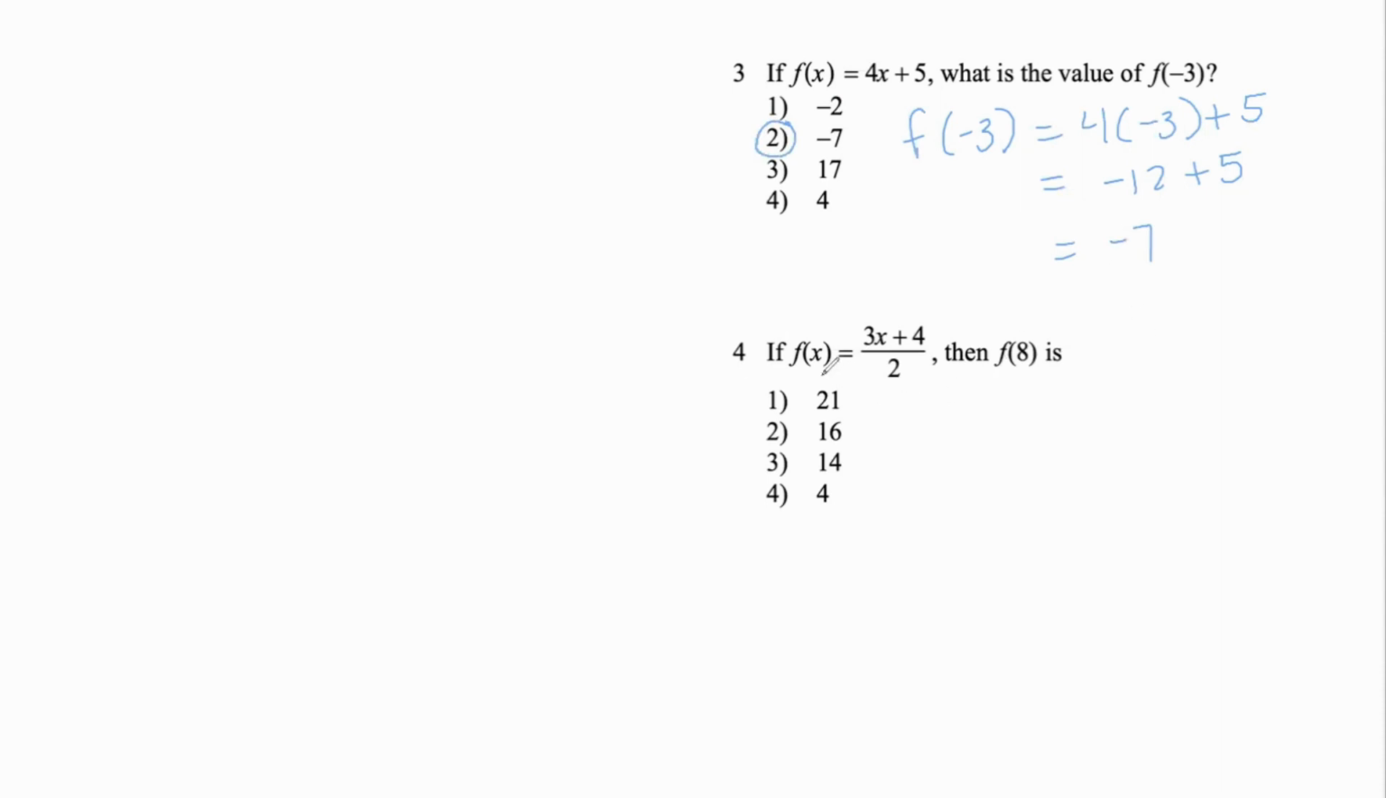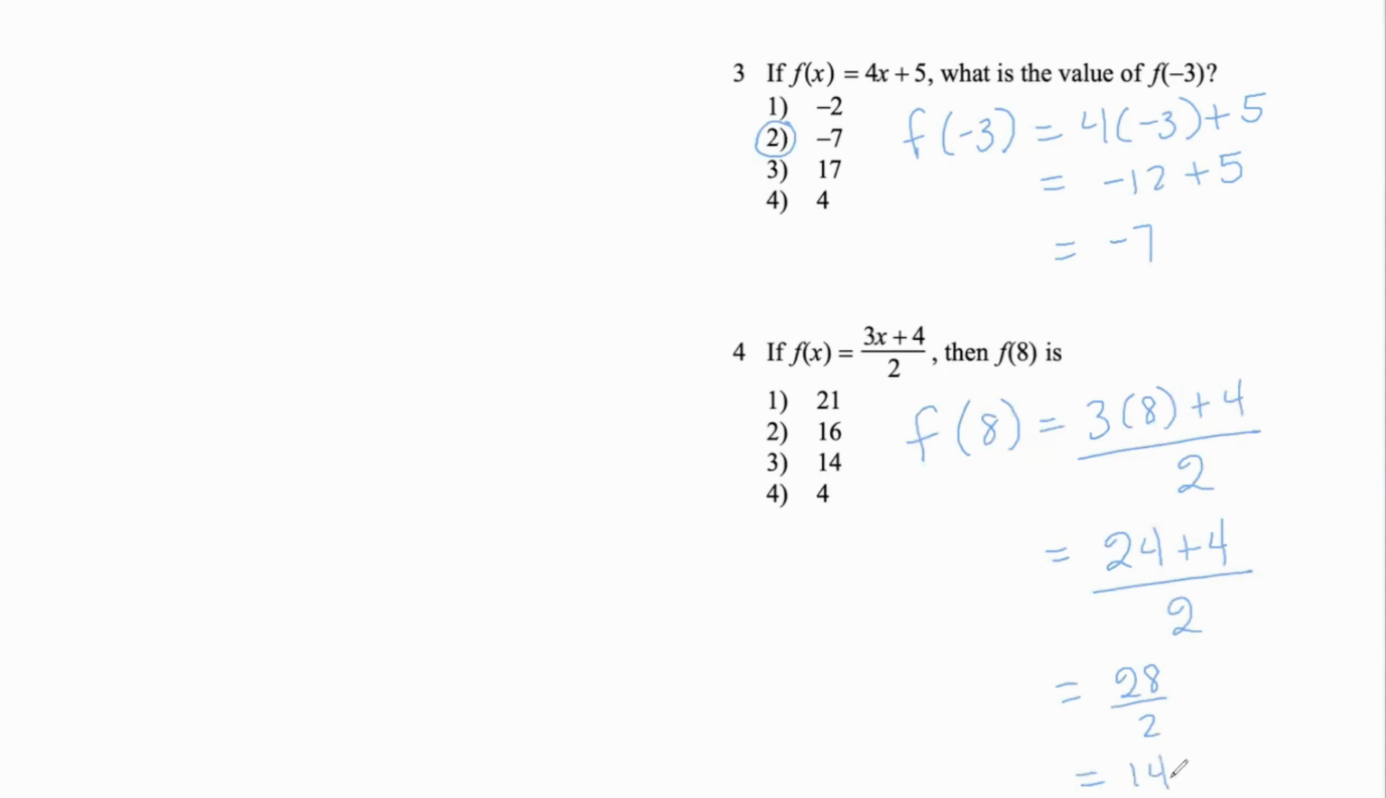For number 4, f of x equals 3x plus 4, divided by 2. F of 8 equals 3 times 8 plus 4, all divided by 2. So we have 3 times 8 is 24. Then we will add 4 in the numerator. And then we're going to go ahead and divide that sum by 2. 24 plus 4 is 28, and 28 divided by 2 is 14. So the correct answer for number 4 is choice 3.